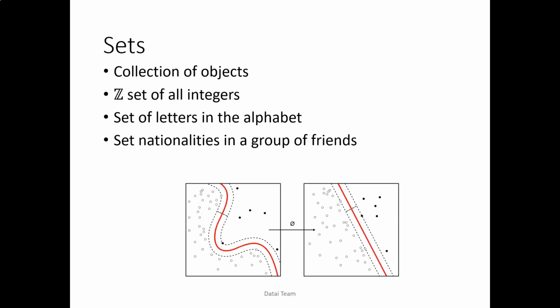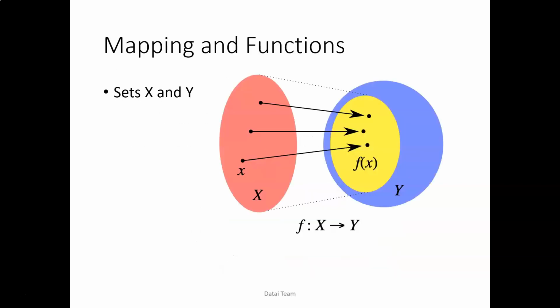Here we have an example of set and mapping. We have one set on the left and another set on the right, and we are mapping from one set to another. And if you don't know what mapping is, don't worry, because you will learn about mapping right now. So when you have two sets, and when an element from set X or set A corresponds to an element in set Y, that's called mapping.